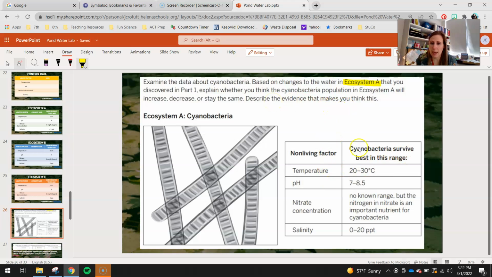So you're going to take a look at this data here that says cyanobacteria survive best in this range. Their temperature is 20 to 30 degrees. Their pH is about a 7 to an 8.5. Nitrate concentration has no known range, but nitrogen is an important nutrient for cyanobacteria, so like the algae, it would grow a lot. And then salinity is 0 to 20 parts per thousand. So make predictions on that in the form of this.